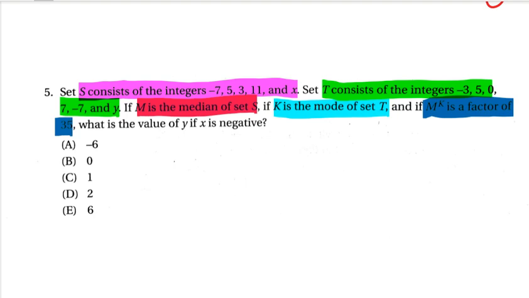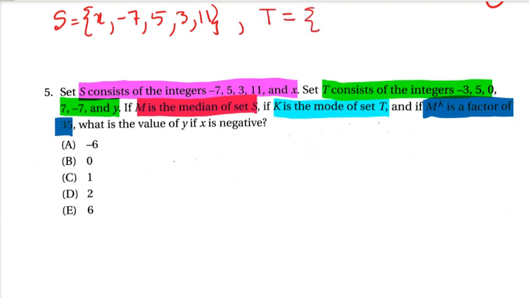A lot of information. Let's write it part by part. Otherwise you will not be able to do this question, and the whole time you will be staring at this question in the exam hall, and staring is not going to give you marks. So let's start with writing. The S set contains x, -7, 5, 3, 11. Arbitrary places I'm taking. Again the set T contains the values -3, 5, 0, 7, -7, y.